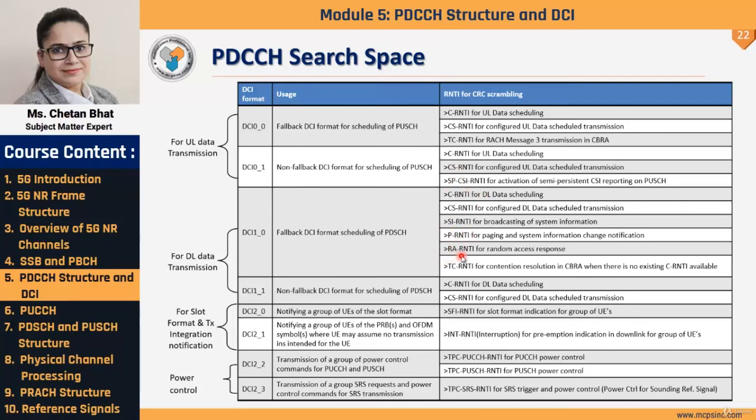So these radio network temporary IDs are the identities which define the different sets of information for a particular user. If it is RA-RNTI, then it is with respect to the random access message. If it is P-RNTI, then it is with respect to the paging message, and so on. If it is TPC-PUCCH-RNTI, then it defines the PUCCH power control information. So we have different DCI formats with respect to the different sets of information to be transmitted for a particular user.